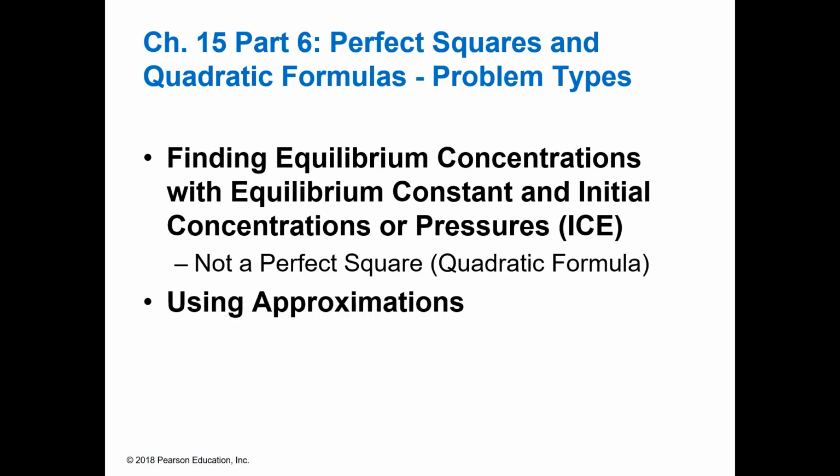Oh, and we're also going to do something called approximations, and that is if it's not a perfect square, but the K is really super small, like less than 10 to the minus 4 or 10 to the minus 5, then you can ignore the minus x when you're doing the initial calculation. So you don't have to do 0.2 minus x or whatever. So I'll show you how to do those at the end of this.